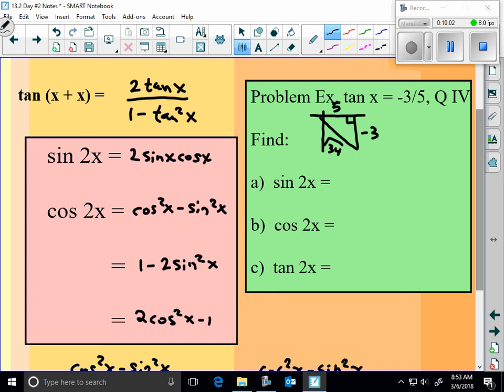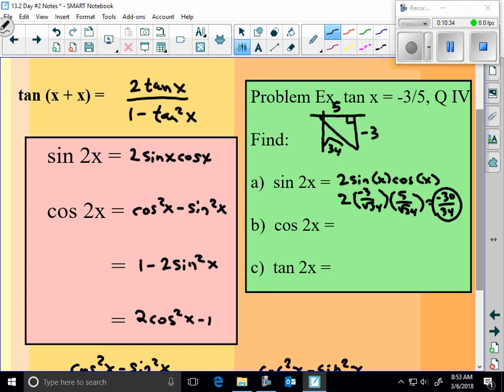So sine 2x will be 2 sine x cosine x, which will be 2 times negative 3 over root 34 times cosine x, which would be 5 over root 34. Which when I simplify, I think I get, oh boy, negative 30 over 34, which I could reduce, which would be, what, negative 15/17.